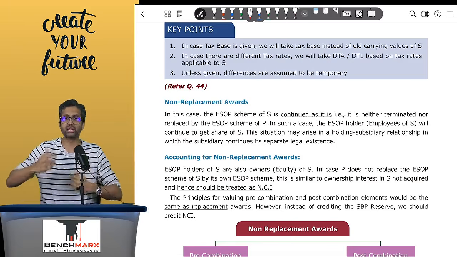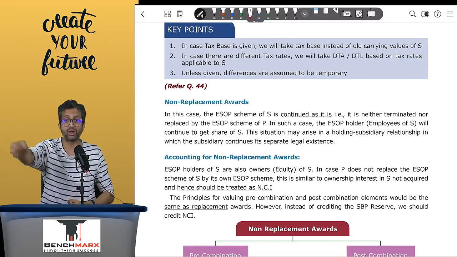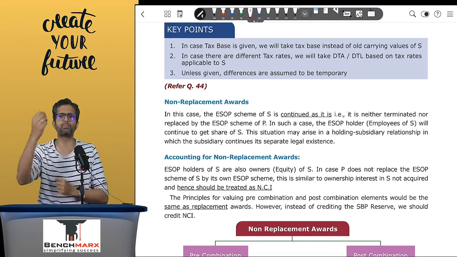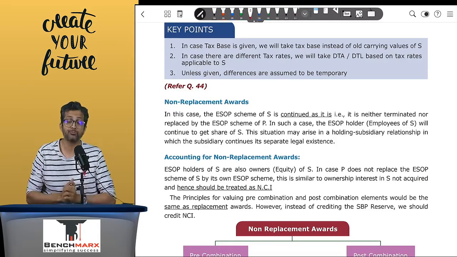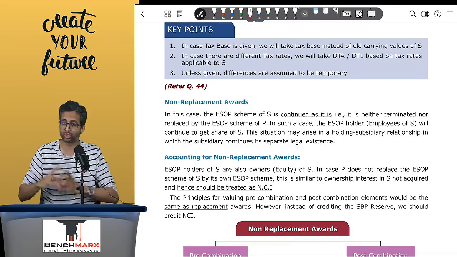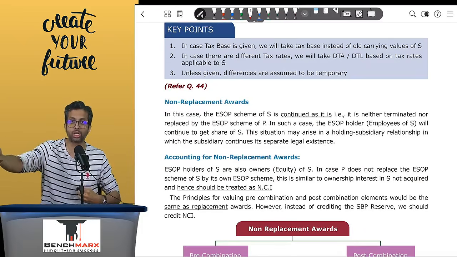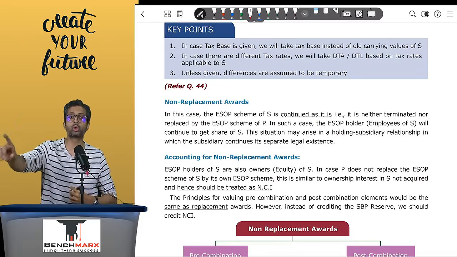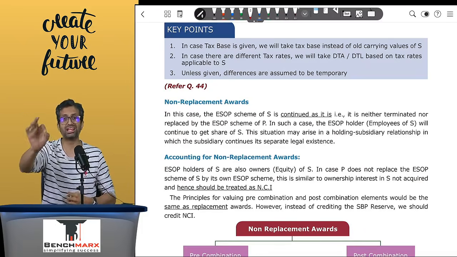It is like saying that if there were equity shareholders in JLR and if I acquired those equity shareholders and issued them my own shares, that would be a part of PC. However, if out of 100 equity shareholders you acquired only 80, the remaining 20 you don't acquire. These are still shareholders of the selling company, owners of the selling company, and hence they are called NCI.